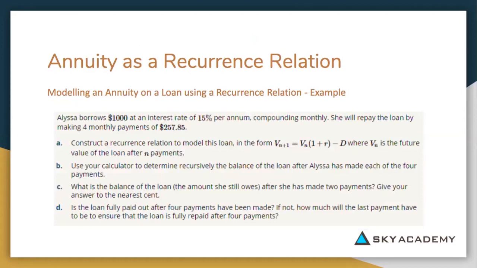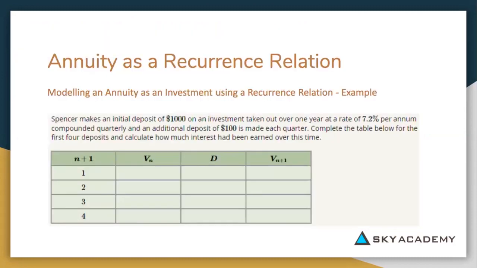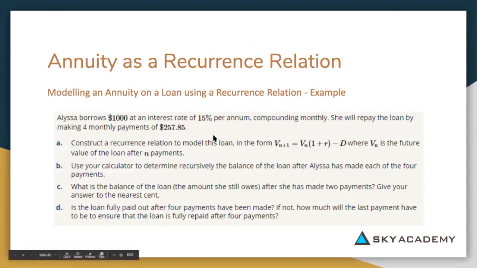Here we have to use the recurrence relation models to answer these questions. I'll show you the next slide. This slide has a table. Sometimes they'll ask it in a table, but in this question they're just asking it to be done step by step, not using a table. Construct a recurrence relation model for this loan in this form, where Vn is the future value of the loan after n payments.